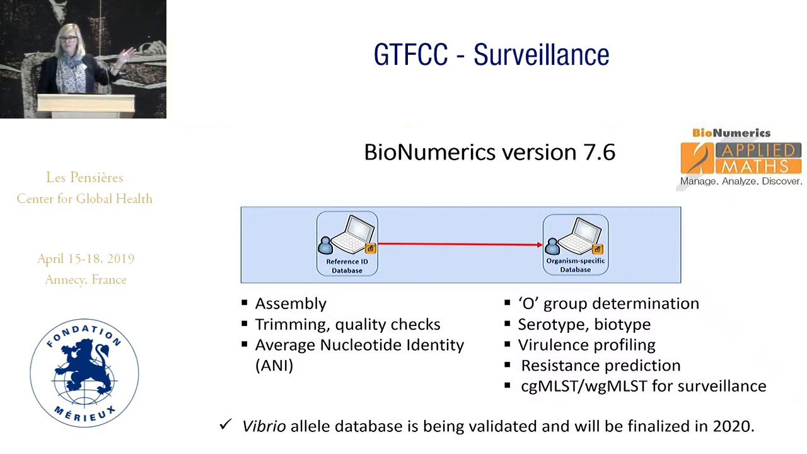And all of our pathogens, all of the PulseNet pathogens pass through this RefID database. So this covers Vibrio, Salmonella, Campylobacter, Listeria, Escherichia. Once the ID is confirmed, it moves over into an organism-specific database where you do the O group determination. You can serotype, biotype, virulence profiling, resistance prediction, and then for our surveillance method, we're using a combination of cgMLST and wgMLST. Our Vibrio allele database is being validated and will be finalized next year, 2020.